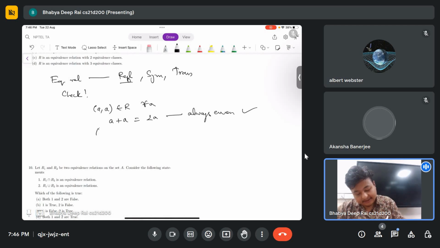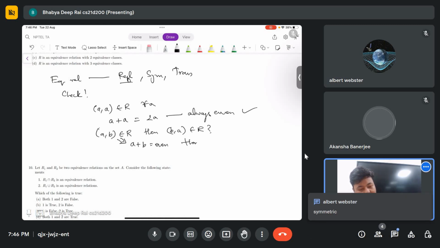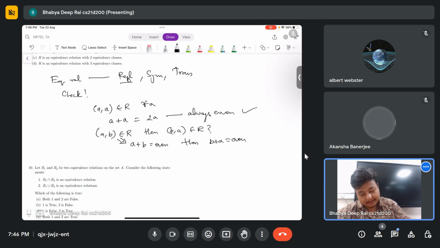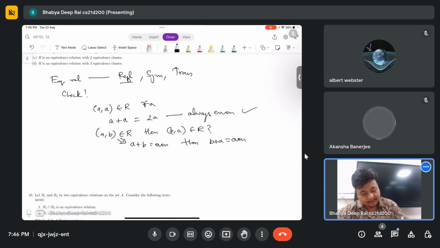Next, symmetric. If (A, B) is in R, then is it true that (B, A) is in R? So (A, B) is in R means that A plus B is even. Then obviously B plus A is also even. So yeah, it is symmetric. Symmetric is true. Reflexive is true.